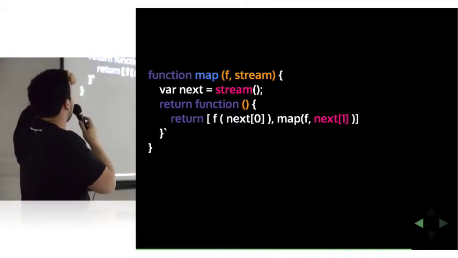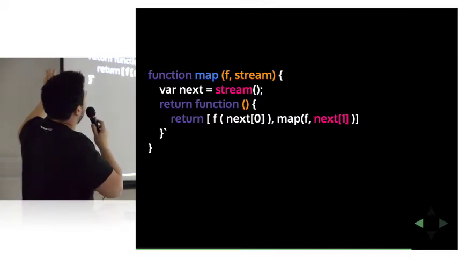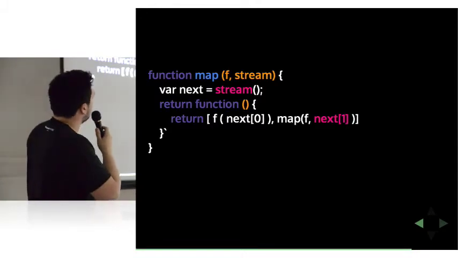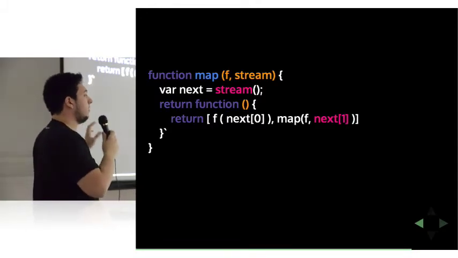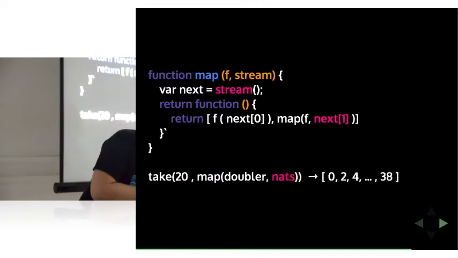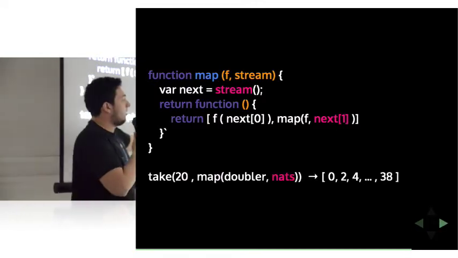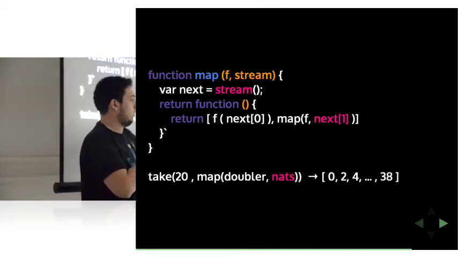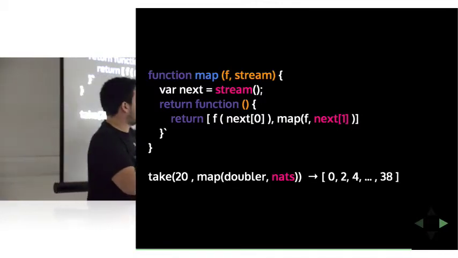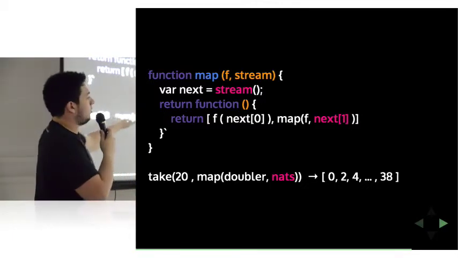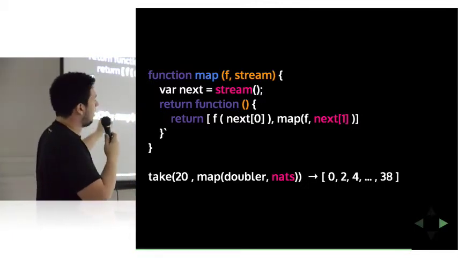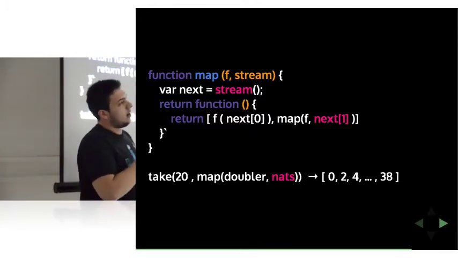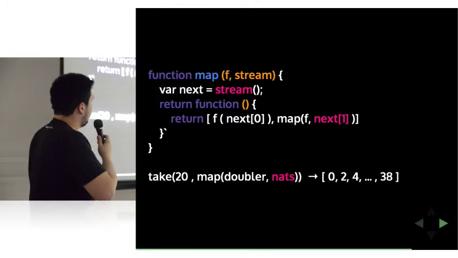Now, it does take a minute to figure it out, and I do encourage you to read it at home, but it's something that is very, very elegant because now we can write something like, we define nats really simply. Now map doubler to nats is now the stream of multiples of 2, and we take 20, we can take 100, etc. We're operating on an infinite sequence, and it's in JavaScript, so that's funny.